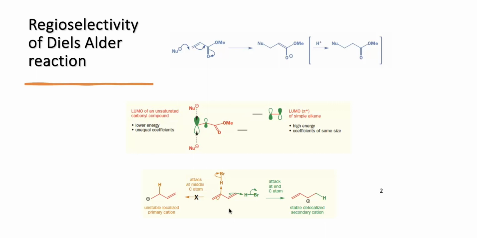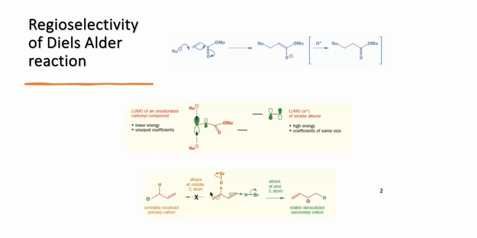1,3-butadiene, it can react with HBr either by attack at the terminal carbon or by attack at the middle carbon. When HBr attacks from the terminal carbon, it results in the formation of a stable delocalized secondary cation. That is, this double bond can be delocalized into this cation, so the secondary carbocation that results is more stable.